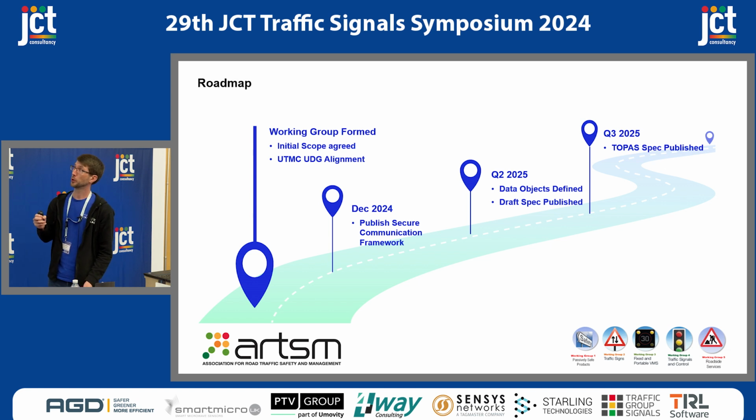Last slide. So roadmap, where are we? We've initially come together a few times now as a working group. We agreed what we want to tackle first, and we set out this rough timeline, and we've had an alignment with the UDG group. So by the end of this year, we want to publish our secure comms framework, and then people will be able to comment on that. And then hopefully by Q2 next year, we'll actually say, well, here's the data objects. Ultimately, we want to use what we've got as a starting position and then build on that as we need to. And then we can publish that as a draft.